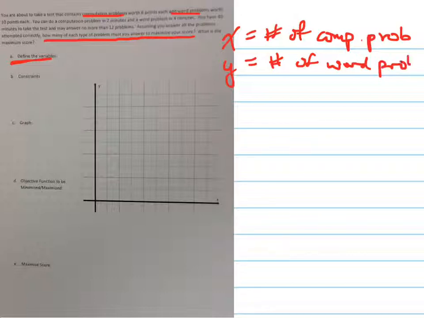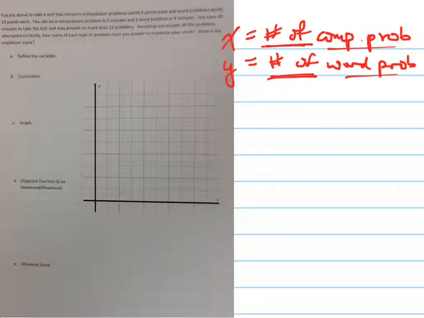It's important that you don't just write computation problems and word problems, write your units so that you know what it is you're looking for, because that's going to help you when you do this next step, which is to find the constraints. Constraints means what are the limitations on these variables that you have. So what's the limitations on the number of computation and the number of word problems? So let's go back and now let's find that information.